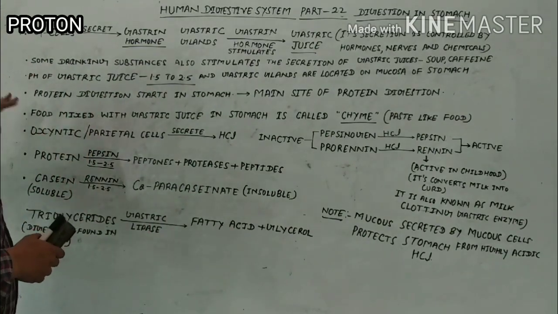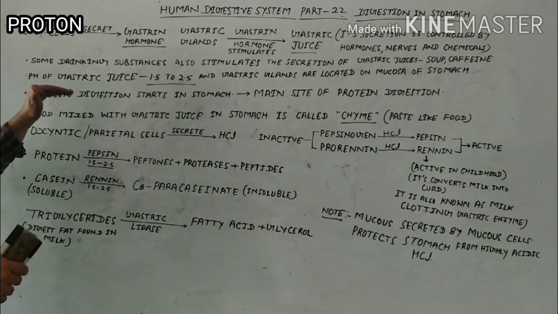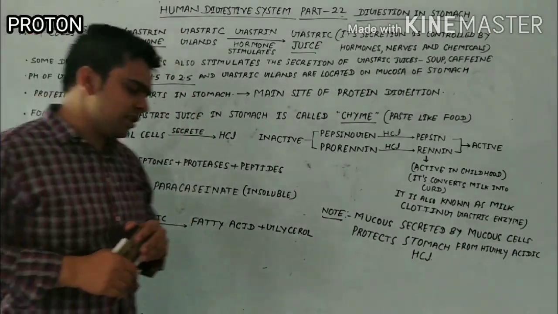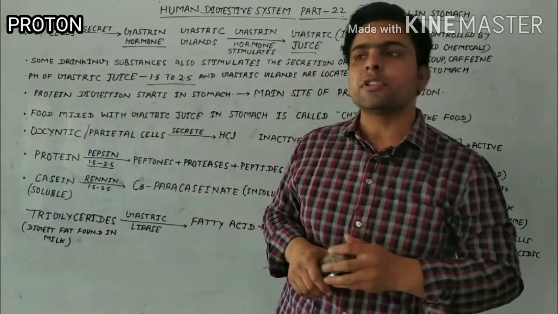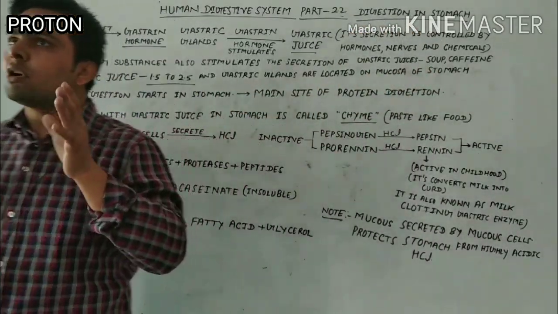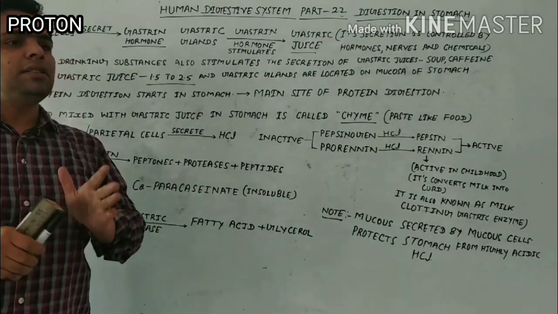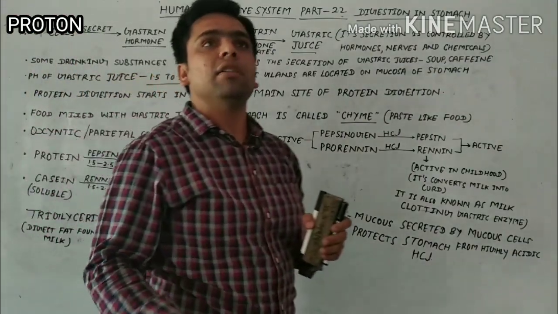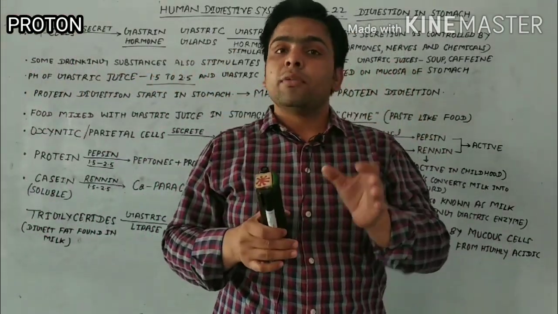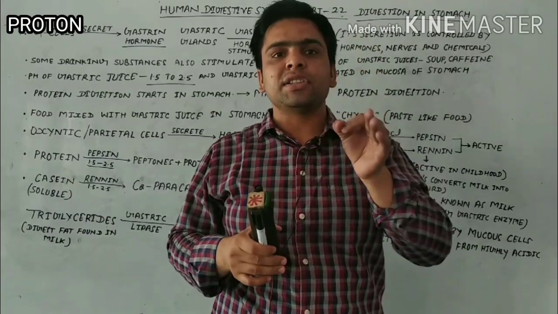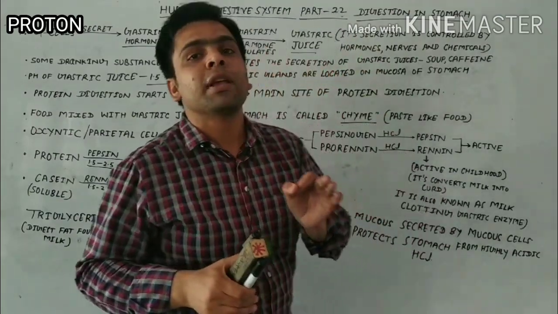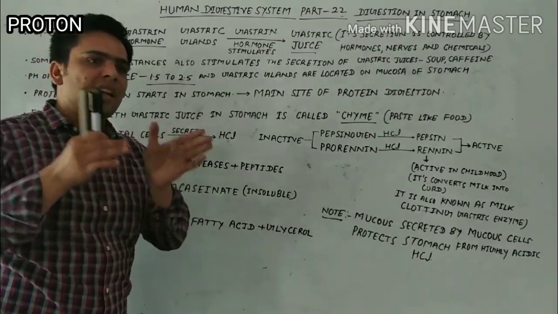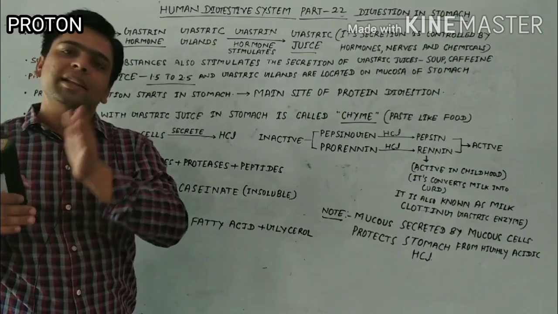Come to the next point, that protein digestion starts in the stomach, the main site of protein digestion. As we discussed in our previous video, students, I mentioned one thing at that time, that digestion of fat gets started in our body first. The main site of digestion of fat is the mouth cavity, where 30% of fat digestion takes place.